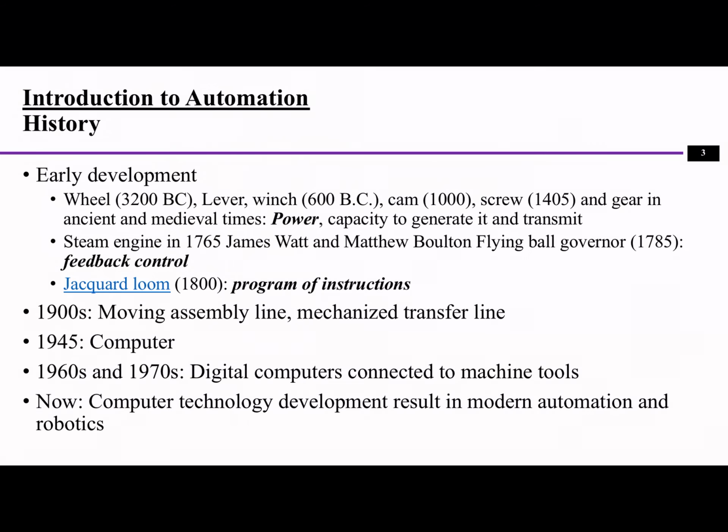First, let's look at the history. Automation really started a long time ago, starting from wheels, levers, screws and gears. Those are little components. They are still called automation because there's a transfer of power, and power is also the basic element to generate motion. And then, in 1765, Watt created the steam engine, which put automation on another level.